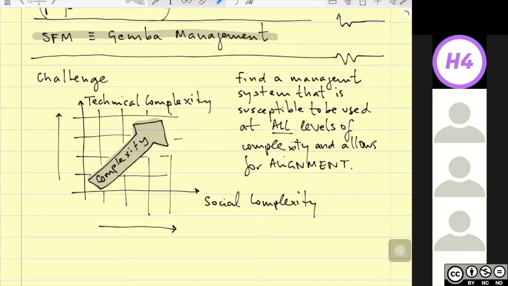If we find a system that can be used at one level of complexity, but cannot be aggregated, then our system is not general enough, and as a result will not work. Because we cannot aggregate it, and therefore we cannot attain alignment. Alignment, remember, is the coordination among several levels of complexity.